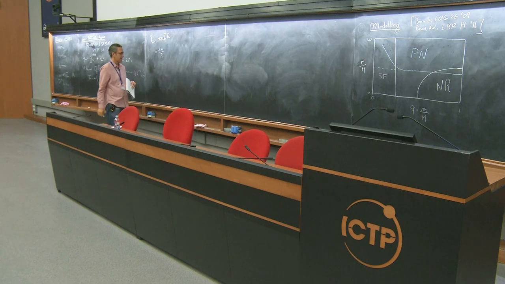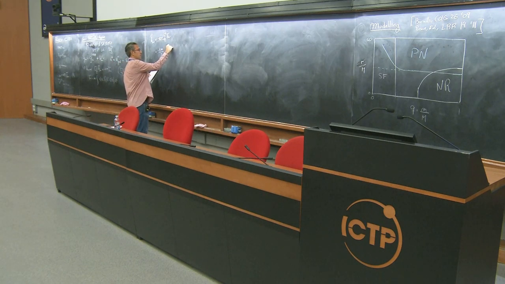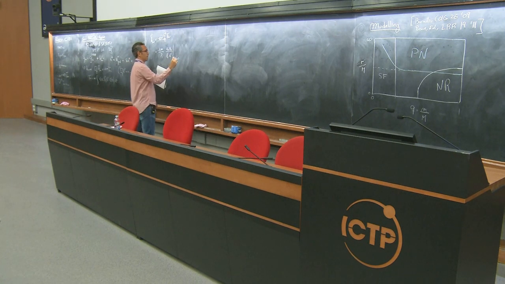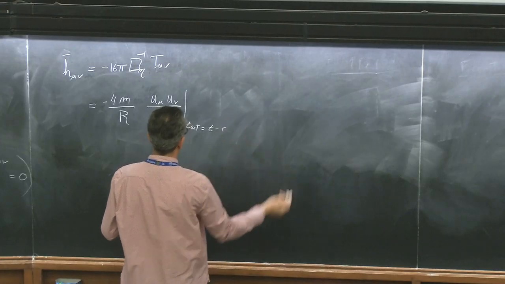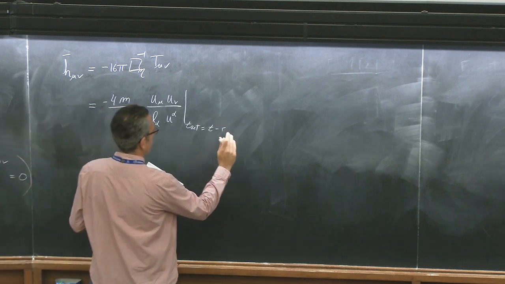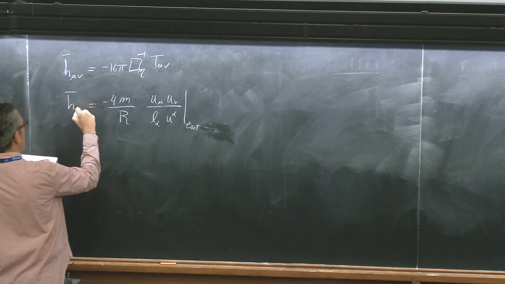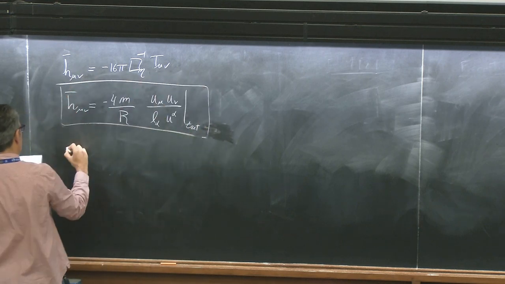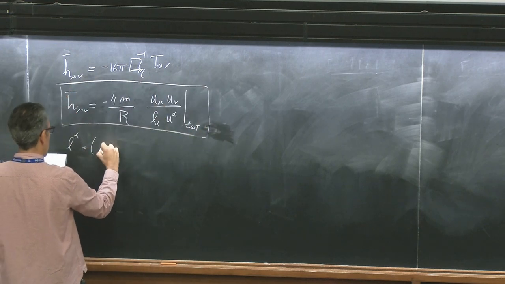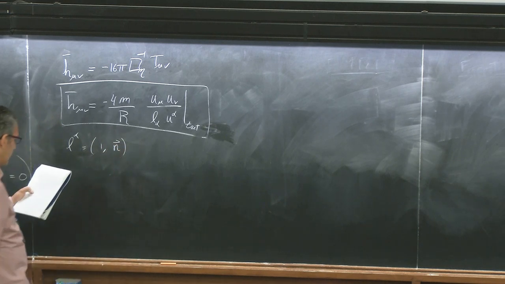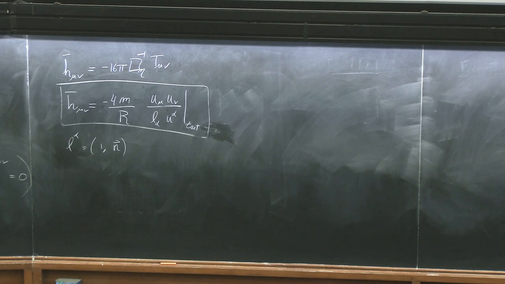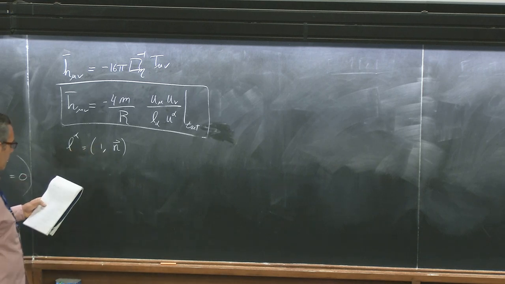So you use your Green function, and you end up getting minus 4m times the distance to your field point where you're calculating this, times u mu u nu, divided by a vector L alpha u alpha, and all of this evaluated at retarded time. So retarded time is t minus r, if you want, for a field point r. Leave it like this, t retarded, and L alpha here is the vector 1 times the n unit vector that points from the field point to the location of the small compact object, or vice versa, actually. Small compact object to the field point.